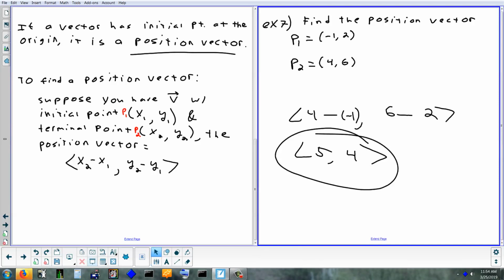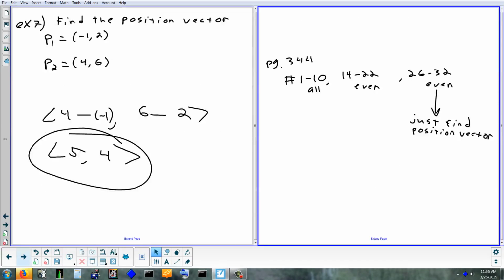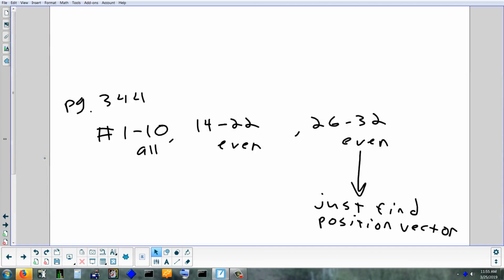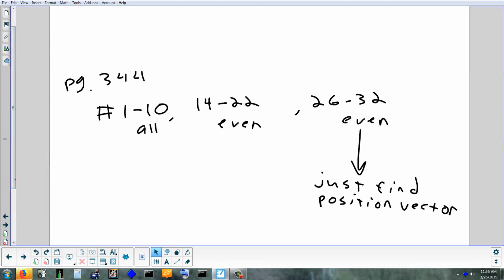Okay, so that's the first part of vectors. Today we did section 5.4 in the packet. Tomorrow we're going to continue on with section 5.4. Okay, so the homework, make sure you write down the directions. 1 through 10, that's all. 14 to 22 is just the evens. 26 to 32 is also the evens. But don't do what they're asking you to do in the book.